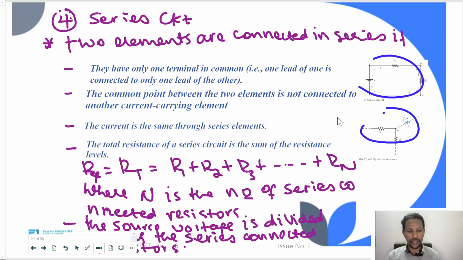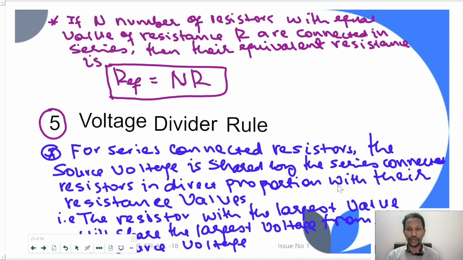The current is the same through the series connected elements, and the total resistance of a series circuit is the sum of the resistance levels. So this is the equivalent resistance for series connected resistors. And the source voltage is divided among the series connected resistors. If any number of resistors with equal value are connected in series, their equivalent resistance is directly obtained by multiplying one of the equal resistor values by the number of series connected resistors.